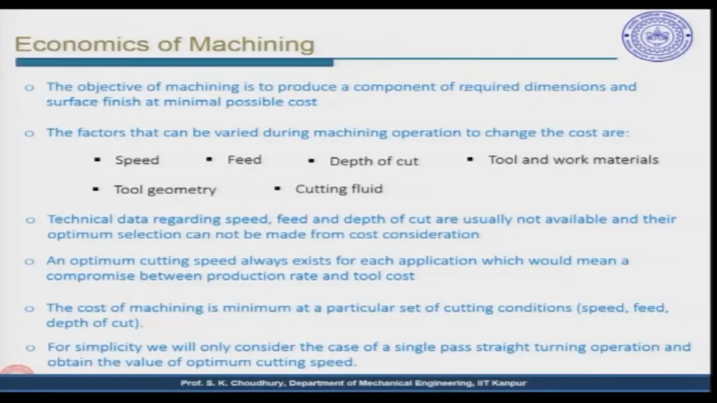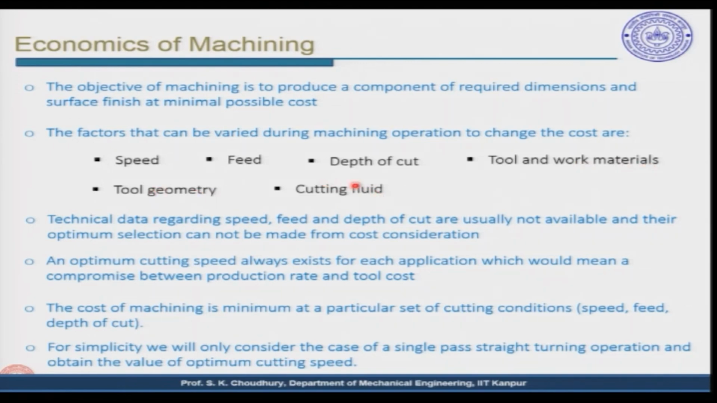So, how to make a workpiece with the optimum cost? That is what we will be studying in machining. The objective of machining is to produce a component of required dimension at minimum possible cost. The factors that can be varied during the machining operation to change the cost are speed, feed, depth of cut, tool and work material, tool geometry, and cutting fluid.